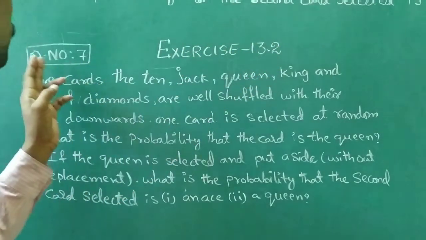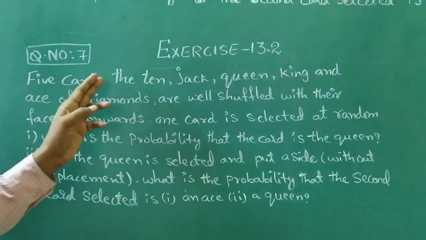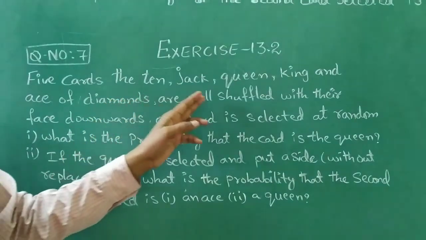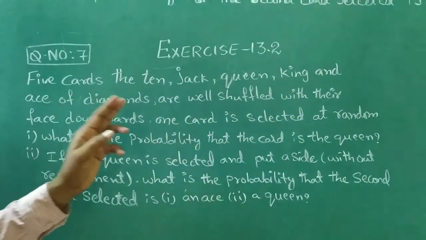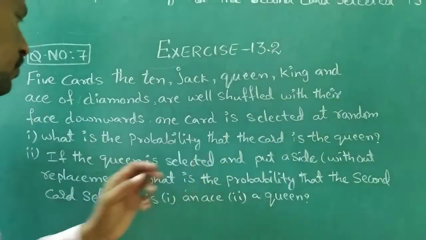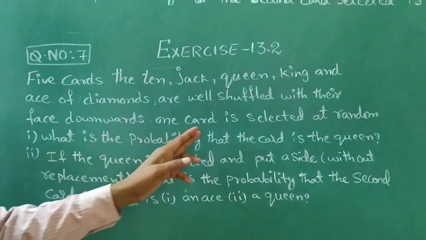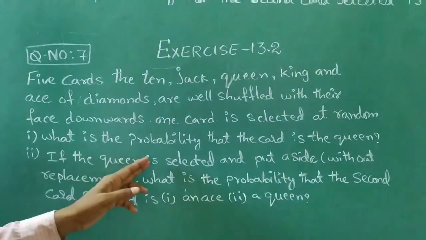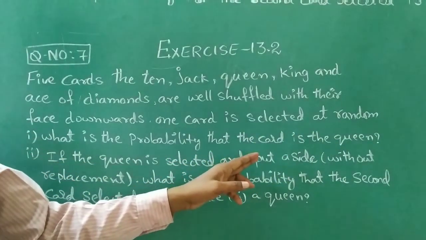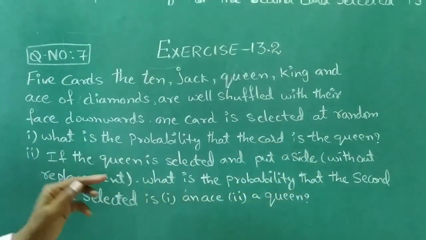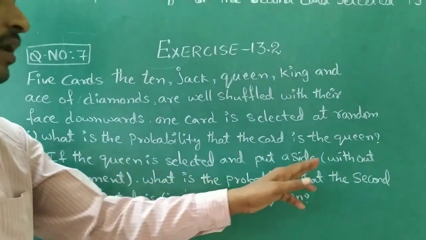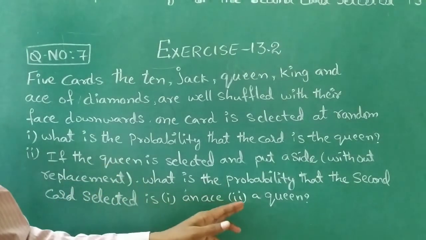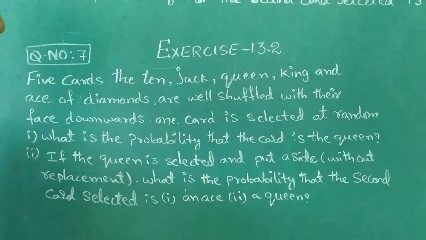Exercise 13.2, question number 7. 5 cards, the 10, Jack, Queen, King and Ace of diamonds are well shuffled with their face downwards. One card is selected at random. First one, what is the probability that the card is the Queen? Second one, if the Queen is selected and put aside without replacement, what is the probability that the second card selected is an Ace?